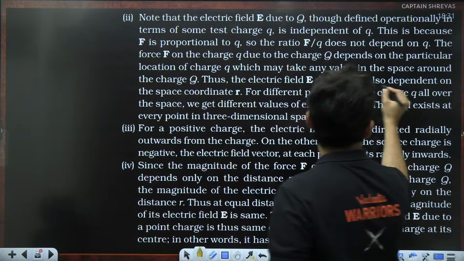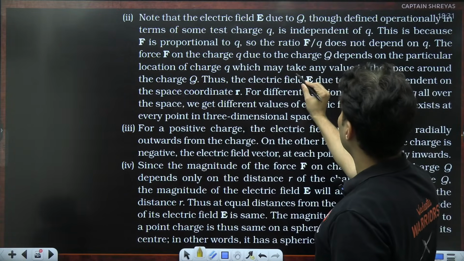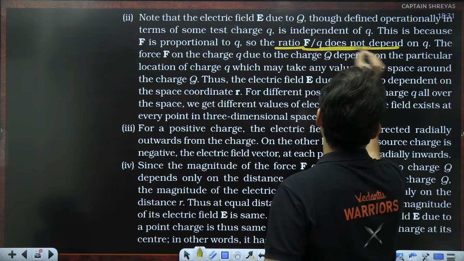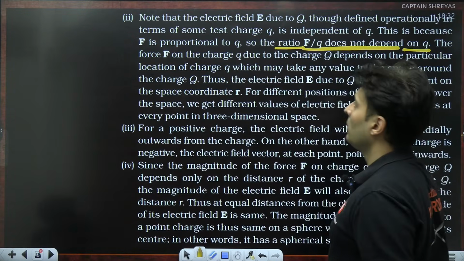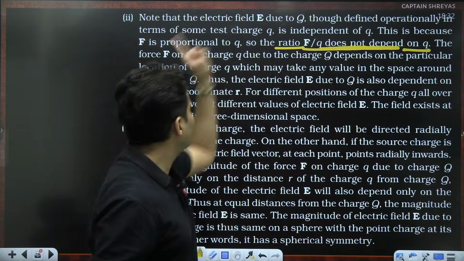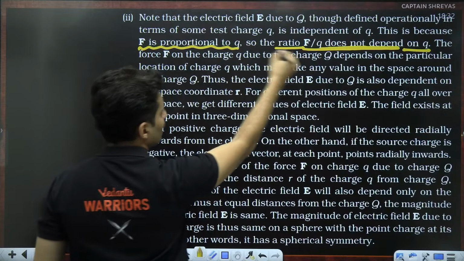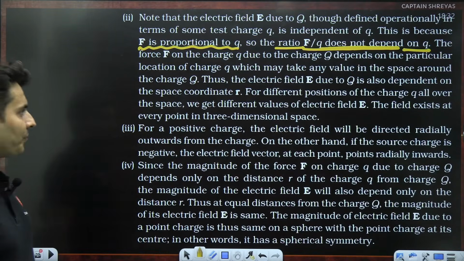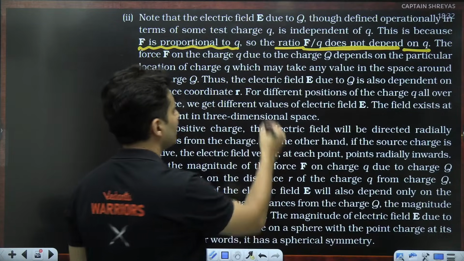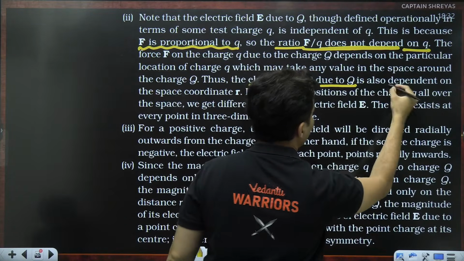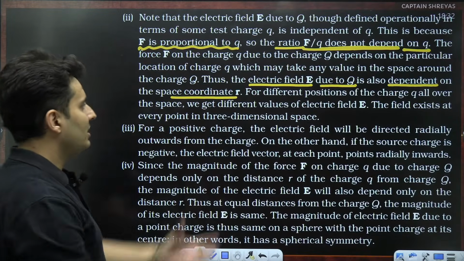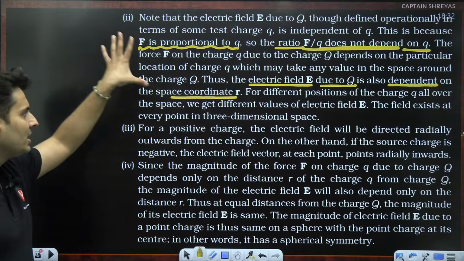The electric field due to Q depends on the Q itself, but the ratio F by Q does not depend on the Q. Okay, the force per unit charge does not depend on Q, because F itself is proportional to Q. F itself has Q in it, Q gets cancelled. So the only thing which the electric field depends on is how far you are and what is the source charge. That's what they have said. So the electric field due to Q only depends on the space coordinate R, basically how far you are, and what is the charge value. Okay, that is something which is mentioned in this paragraph.